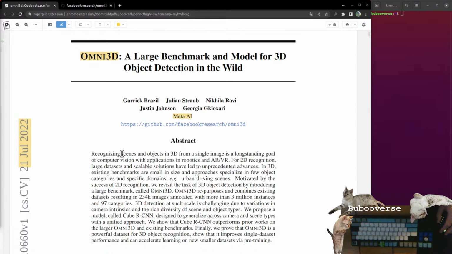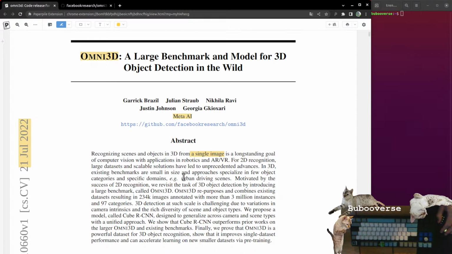Recognizing scenes and objects from a single image. Okay. So maybe not SLAM, right? SLAM, simultaneous localization and mapping, is not going to be a single image. It's going to be a bunch of different data, a bunch of different frames, usually from a camera as it moves through a scene. So maybe they are focused on the single image here. 2D recognition, large datasets.